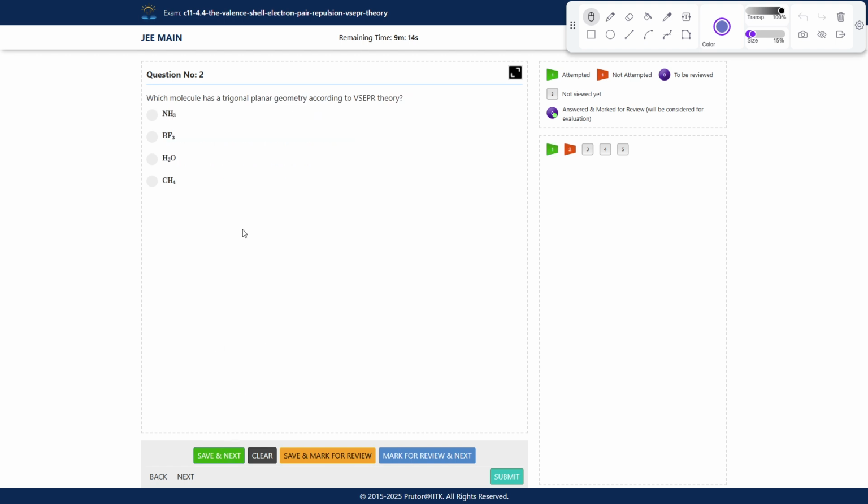Which molecule has a trigonal planar geometry according to VSEPR? So let us try to attempt this question. If you consider each of these molecules one by one and calculate the steric number, you will easily get your answer. So first, let us take NH3. If you take the case of NH3, the valence electron count is 5. Of course, nitrogen will be taken as the central atom. So nitrogen is the central atom.